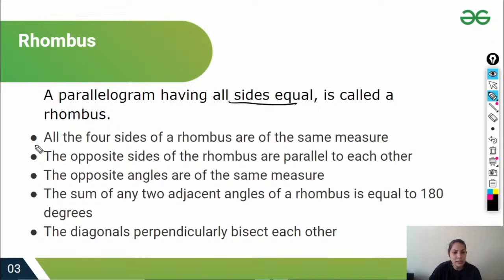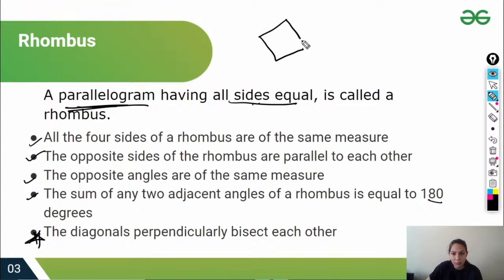Let's see the properties. All the four sides are of same measure. Nice. We understood from here. The opposite sides are parallel to each other because it's a type of parallelogram. Opposite angles are of same measure because ये एक kind of parallelogram है. Similar to parallelogram, the sum of two adjacent angles of rhombus is equal to 180 degree. Diagonals perpendicularly bisect each other. So this is a very important property of rhombus.